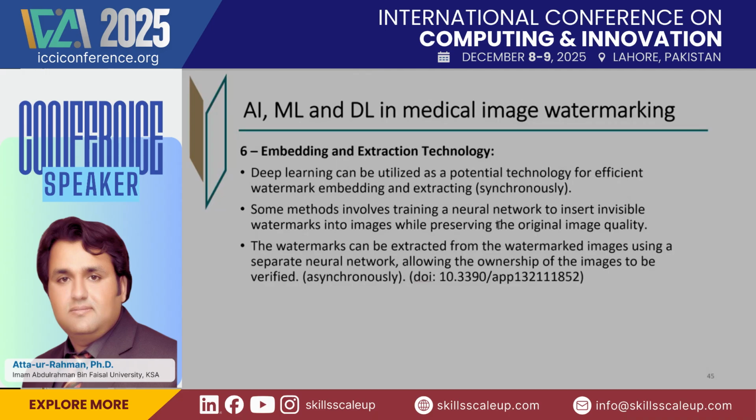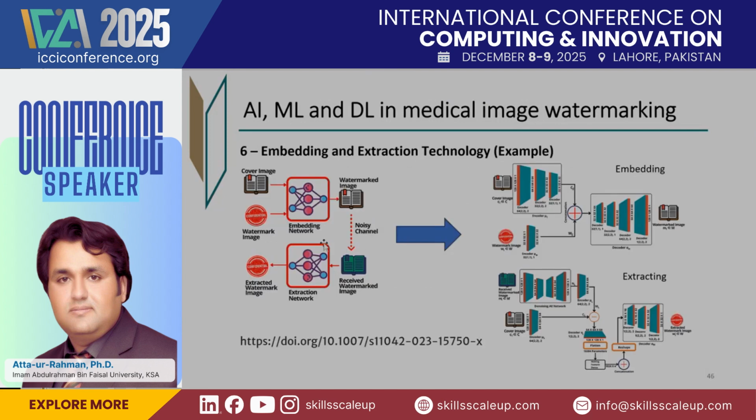Some methods involve training a neural network to insert a visible watermark into images while preserving the original image quality at the same time. For instance, in this study, the watermark can be extracted from the watermarked images using a separate neural network, allowing the ownership of the image to be verified, which is an asynchronous approach. For instance, we can see this is one of the most commonly utilized architectures for embedding and extracting the digital watermark by using deep learning approaches.